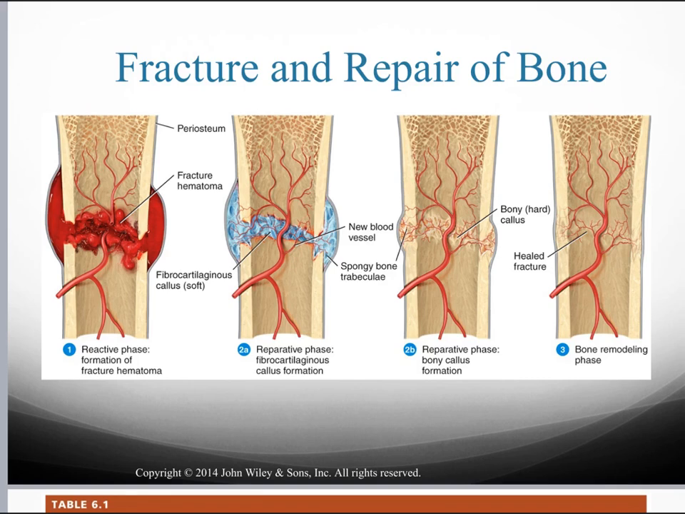So the reactive phase. Right away, as we alluded to before, as soon as the bone breaks, it bleeds. So the bone starts bleeding and we get the formation of a hematoma, almost like a big clot. Now for the reparative phase, that clot is going to be replaced by the fibrocartilaginous callus. So we're replacing it and growing cartilage in place of that. Now remember, bones grow from a cartilage model. So now we have a reparative phase where we're going to slowly remove and replace all that cartilage with new bone growth.